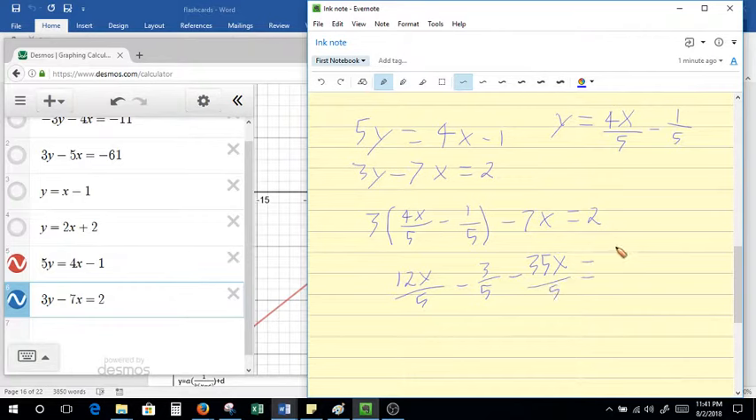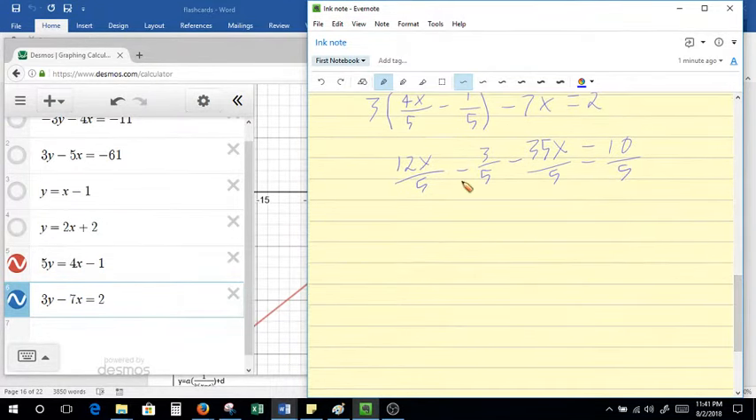And put this 2 over 5, 5 times 2 is 10. So now we have the same denominator for all of them, and we can start combining terms. So 12 and negative 35, that is going to be 23? And then that'll be over 5.